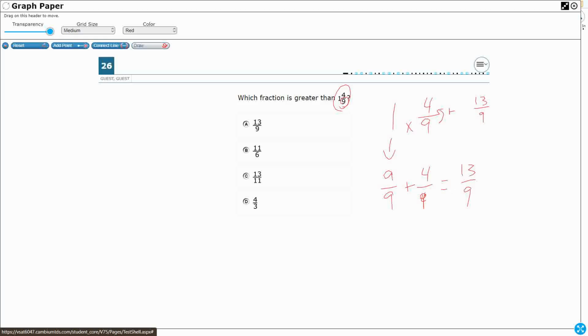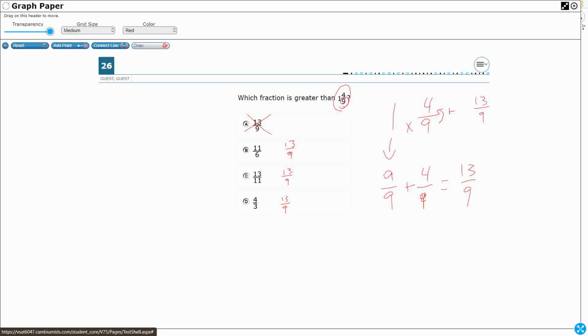And the only one that really works is A. A is 13/9. 13/9 is not greater than 13/9. The rest have different denominators. We can't compare them if they don't have the same denominators. So now I'm going to put 13/9 next to each of these, and we need to find one of these that's greater than 13/9. We need to find common denominators, okay?